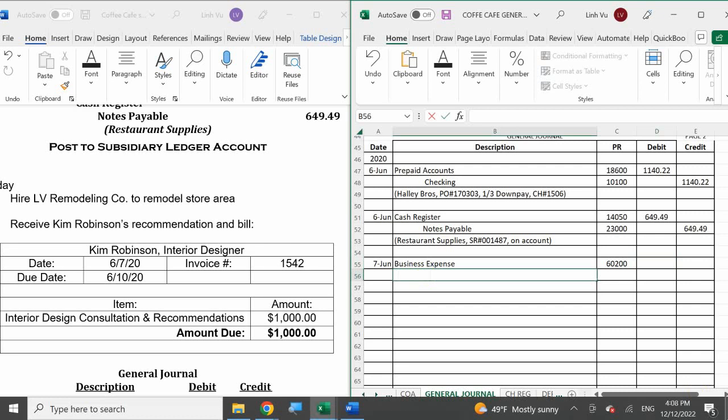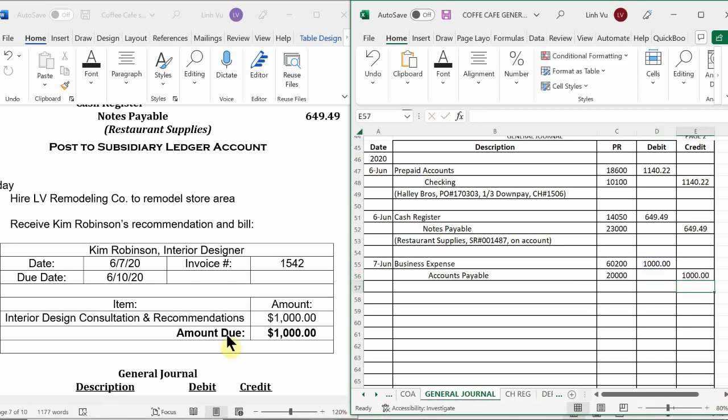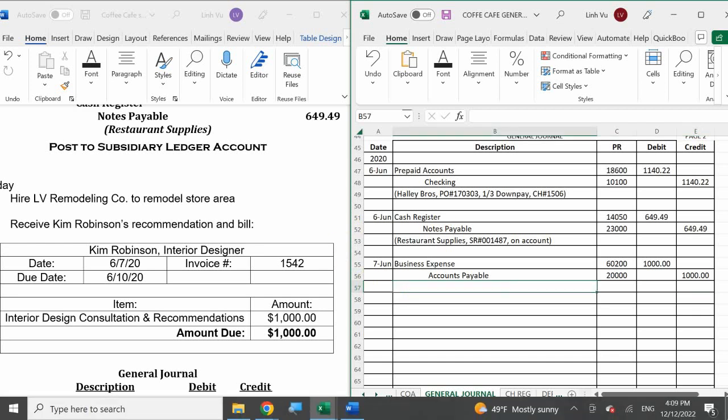So therefore, since we chose to pay later, it's an accounts payable. Okay? So therefore, that was $6,200. Now, how much did Miss Kim Robinson bill us for? $6,200. Okay? And we have everything that we need to know, right? Because we know who we received this bill from. It's Miss Kim Robinson. Okay? What was the proof of transaction?